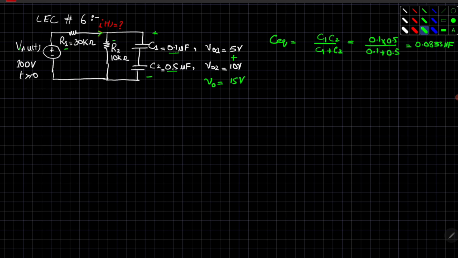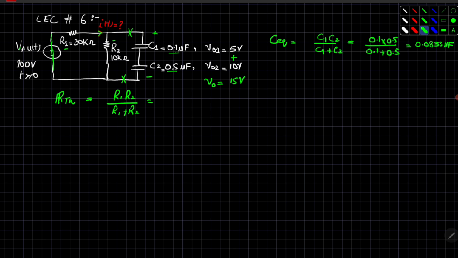Now what we want to calculate next is R Thevenin. So how would we calculate R Thevenin? The easiest method is to short this voltage source and open the capacitor branch. In this way, your R Thevenin will be the parallel sum of R1 and R2. So this will be equal to R1 R2 over R1 plus R2.